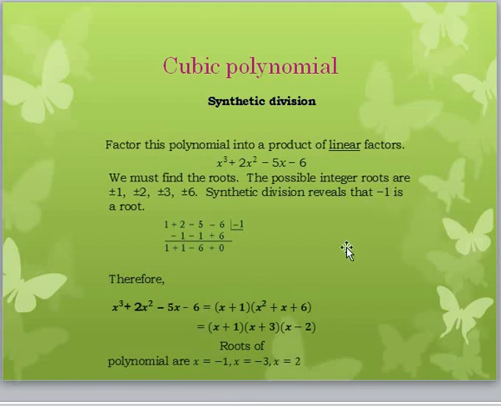So x plus 1 is one factor of this polynomial, and this quadratic polynomial is obtained from this coefficient. So this is the constant term. Here the term 1 into x, and here 1 into x square. Okay. So that is equal to x plus 1, and the factorization of this polynomial is x plus 3 and x minus 2. So the roots of the polynomial are x equal to minus 1, x equal to minus 3, and x equal to 2.